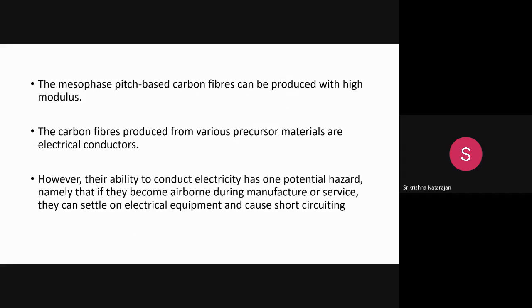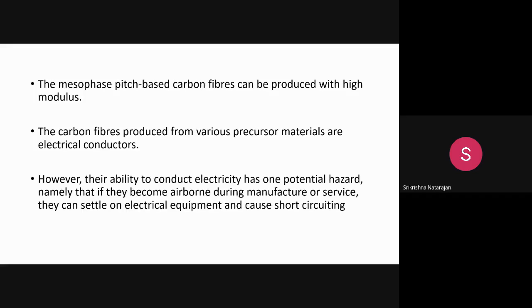And if you see the pitch based fibers, they have a high modulus. The important point to be noted in the carbon fibers is they are electrical conductors. So it is used as a conducting material in the technical textile application.